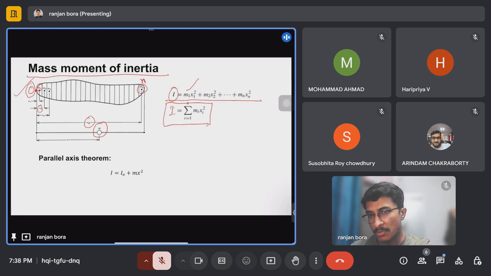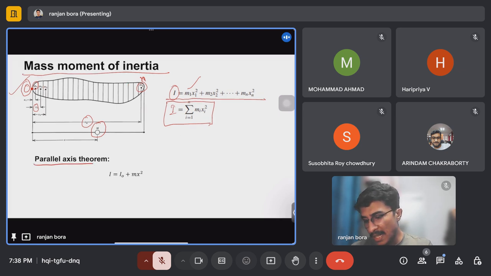Now there is one theorem which we need to use to solve the problems, that is the parallel axis theorem. What is the parallel axis theorem? It is given as I naught plus mx square. That means if we want to find the moment of inertia about a point, first we need to know the moment of inertia I naught. Here I naught is the moment of inertia about the center of gravity.